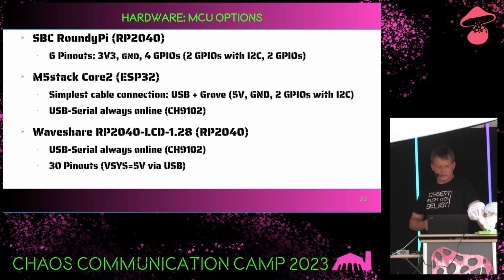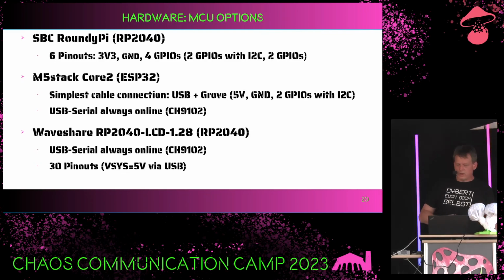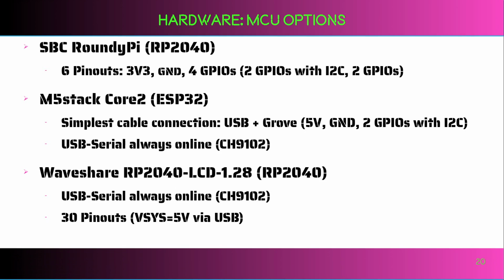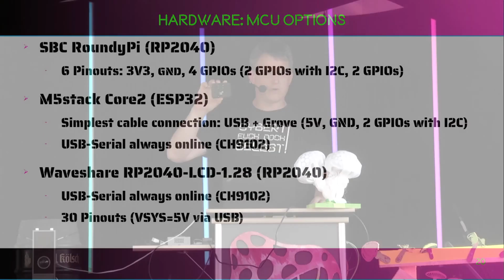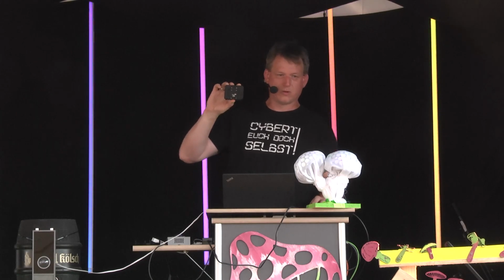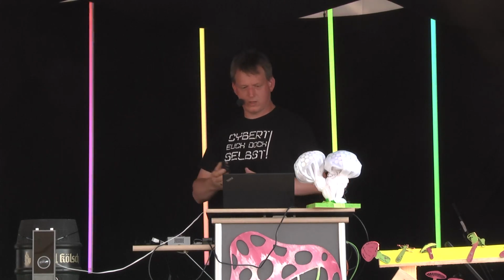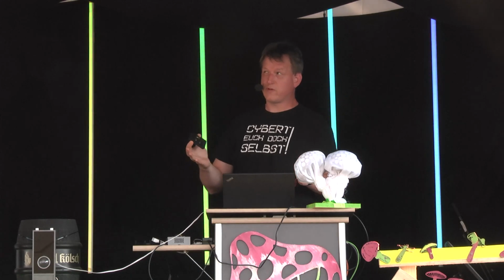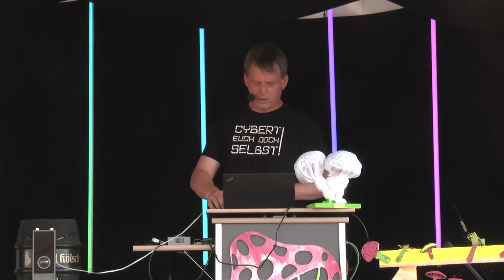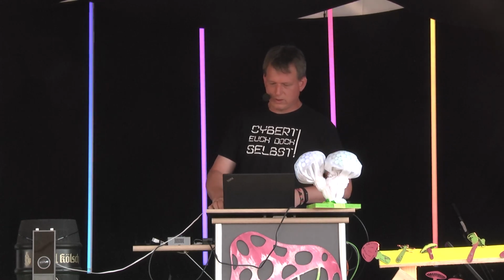And then there's Waveshare, also an RP2040. It does also have that CH9102 chip, same behavior. The nice thing about it is it has 30 pinouts, and that's what's in here, and they're really tiny because they are half the size of a regular GPIO. So instead of 2.54 millimeters, they're 2.7 millimeters. So that's really tiny.